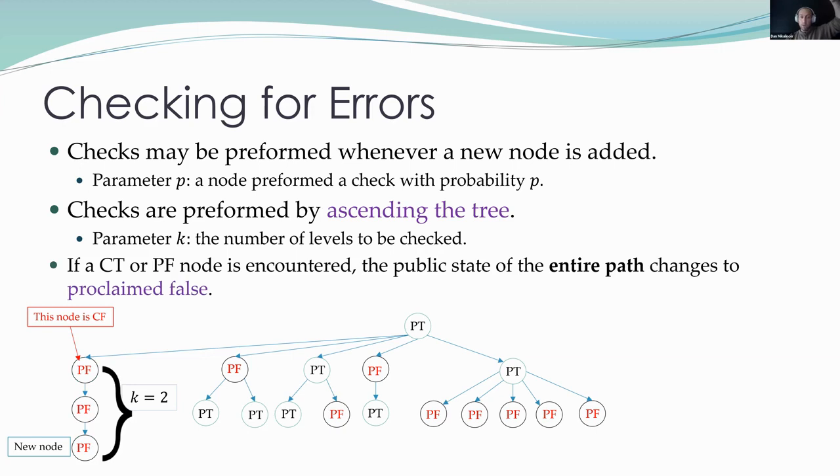And if at any point when it traverses the path up the tree, it finds either a proclaimed false node, which was publicly false, or a conditionally false node, which contains some mistake, then the entire path from the node to the wrong ancestor changes to proclaimed false. The entire path becomes publicly false. Essentially, it is removed from the tree.